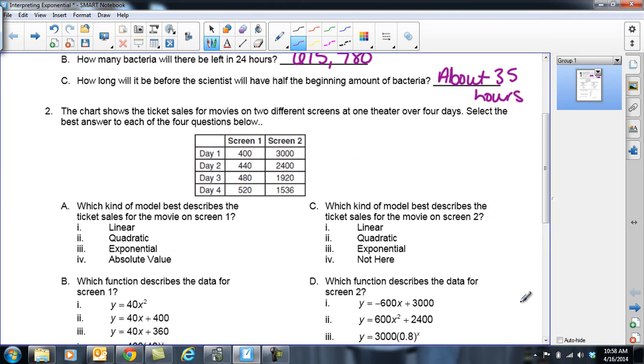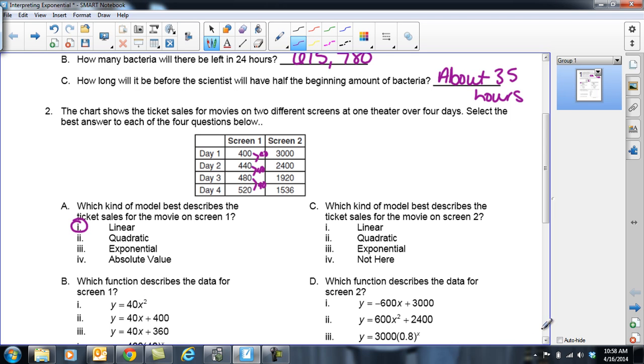So number 2, you have a chart that shows the ticket sales for movies on 2 different screens at one theater over 4 days. We're supposed to select the answer for each one, based on this table. The first one wants to know what kind of model best describes the ticket sales for screen 1. Well, if we just look at screen 1, this is increasing by 40, this is increasing by 40, this is increasing by 40. So it is going up by the same amount every time, which gives me a constant rate of change, which makes this linear. So it's going to be a linear function for screen 1.